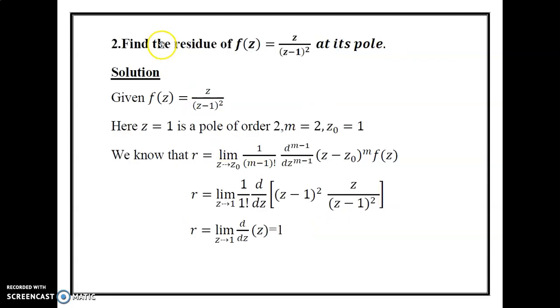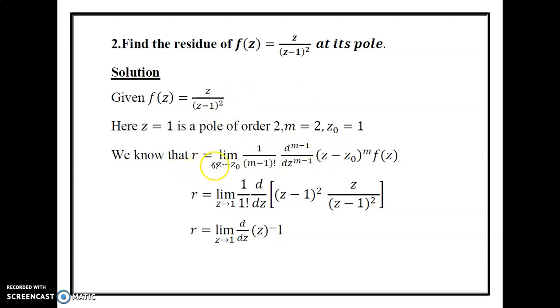The second problem is: find the residue of f of z equal to z divided by (z minus 1) whole squared at its pole. Solution. Given function f of z is equal to z divided by (z minus 1) whole squared. Here z equal to 1 is a pole of order 2. That is a multiple pole.